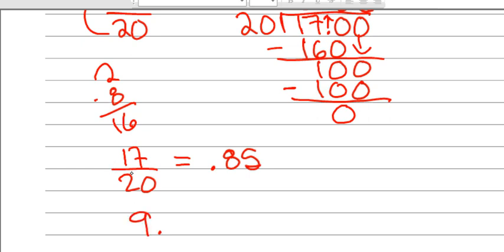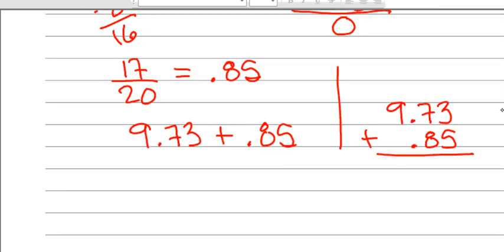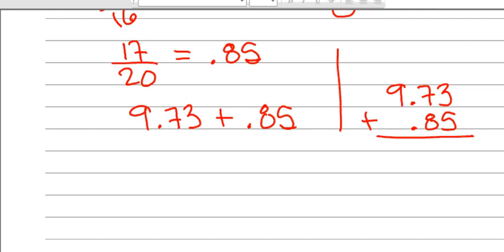So back to the problem, 9.73 plus 0.85. And again, I'm going to put the bigger number on top. That's what I like to do. And line up, make sure your decimal points are up underneath each other. Make sure that everything is lined up. And now we're just going to add down.